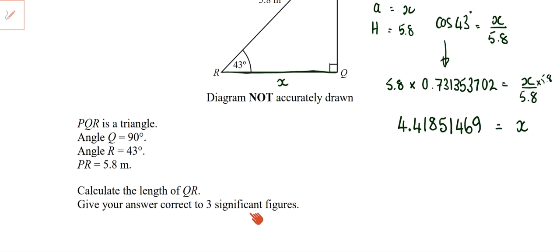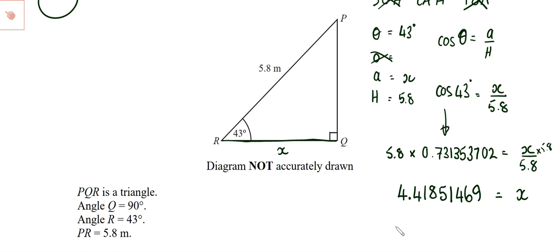And we say correct to three significant figures. So you wrote 4.42. No. So your long answer was 4.2418, like that, yeah? So it becomes 4.24, which is equal to x. Did we all agree? Yes.